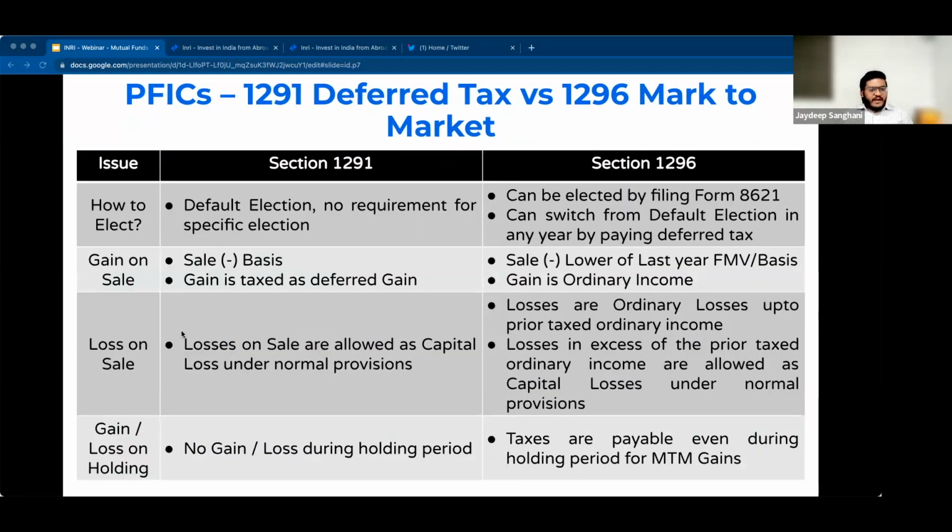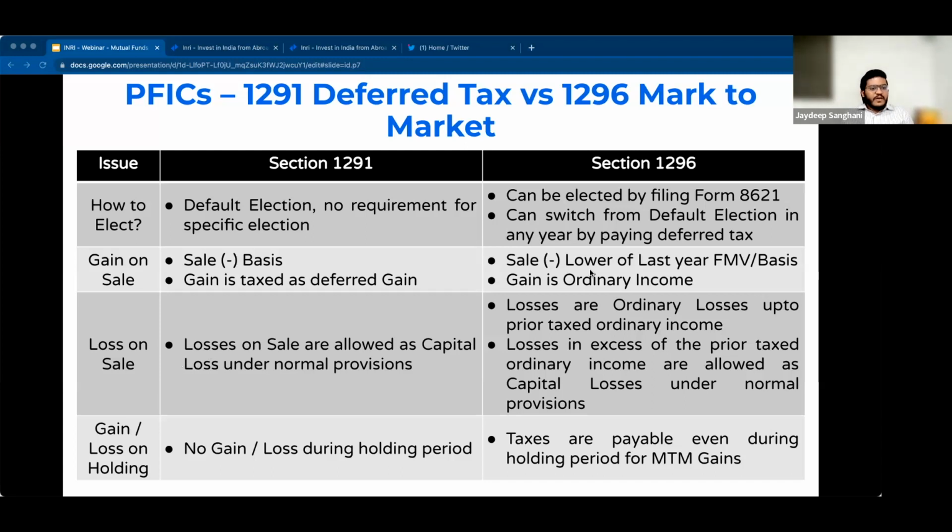Both the elections have certain terms here that we need to focus on. How to elect for 1291, there is no requirement to elect anything. As I said, it is the default election. Even if you don't file your tax return, this is the way you will be taxed. For 1296, we have to file a Form 8621, and we can switch in any year by paying the deferred tax. In the first year, it's not necessary that you elect it itself in the first year. You can elect later on, but then you have to pay taxes under section 1291 till the date of election.